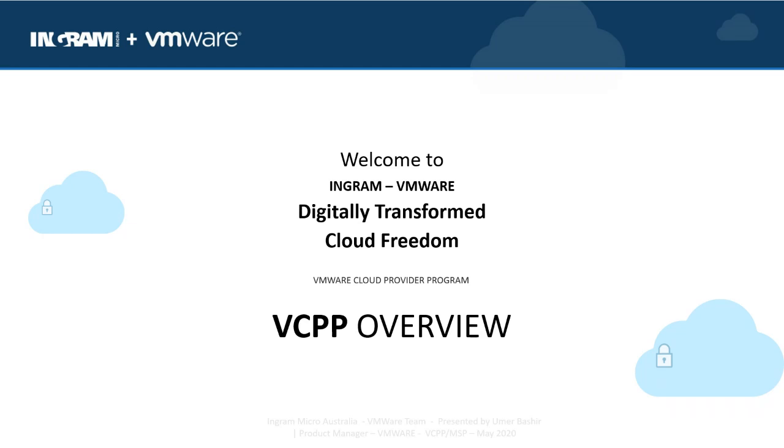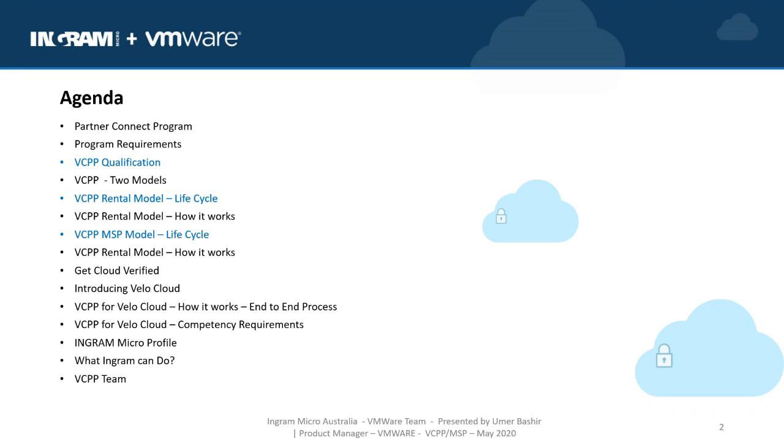Let's talk about the agenda. Next slide. So we have a lot of ground to cover today. We're going to talk a little bit about the Partner Connect program, the program requirements, and then we're going to talk a little bit about, because this is about VCPP, we're going to talk more about the VCPP qualification criteria, how you can judge which model of VCPP suits you the best.